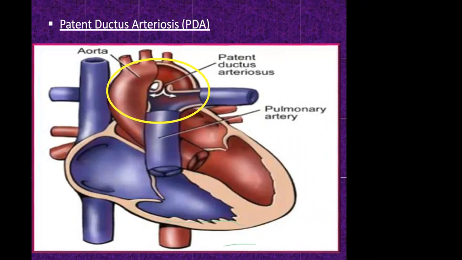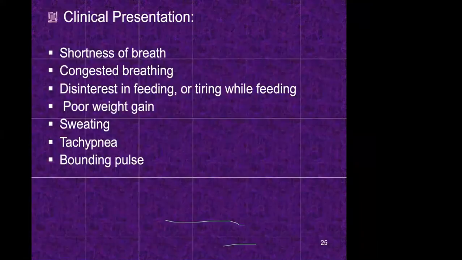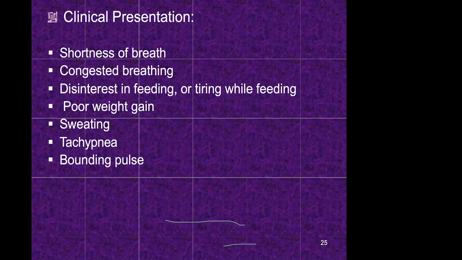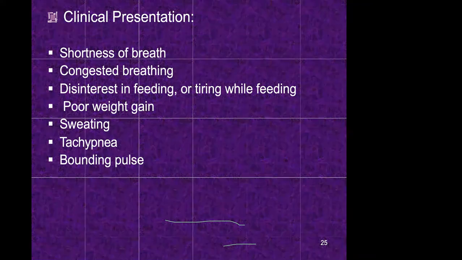About the clinical manifestations, as I already said to you, they are pretty similar: shortness of breath, congested breathing, disinterest in feeding or tiring will be there. There will be poor weight gain, sweating will be there quite a lot, and tachypnea can happen. As you may also notice over here, the weight gain will not be proper, the sweating will be happening, tachypnea or bounding pulse will be noticed for such kind of patients.